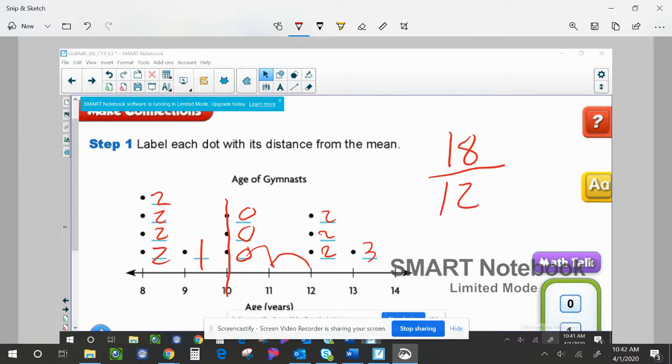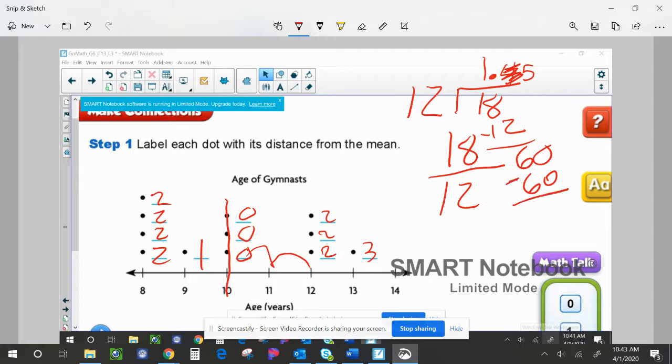Okay, this one's a little harder, right? So 12 goes into 18 once. 18 minus 12, I got 6 left over. Does 12 go into that? Nope. So decimal 0. And 12 goes into 60. What's the closest I can get? 4 times, which is 48? No, duh, Mr. Frank. It'll go in 5 times, which is 60. Old man moment there. All right, so my mean absolute deviation is 1.5. Or to say it mathematically, 1 and 5 tenths, since 5 is in our tenths column.